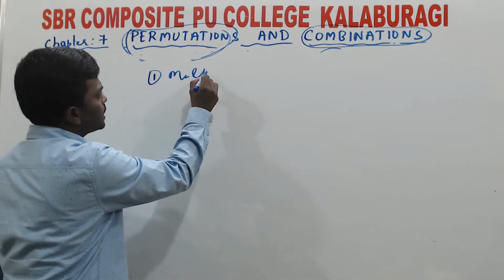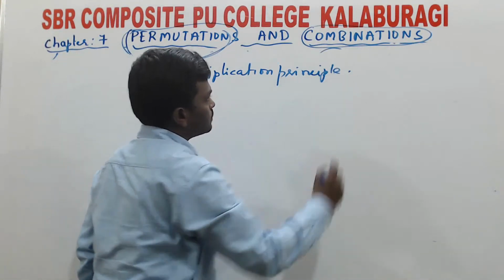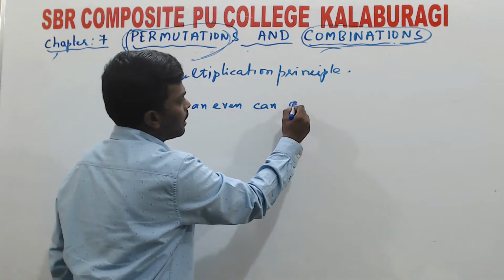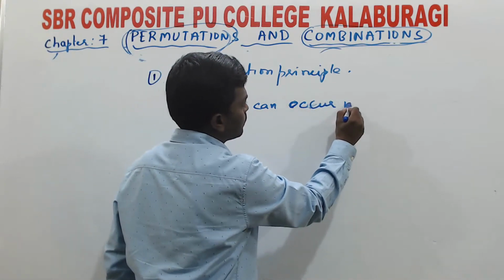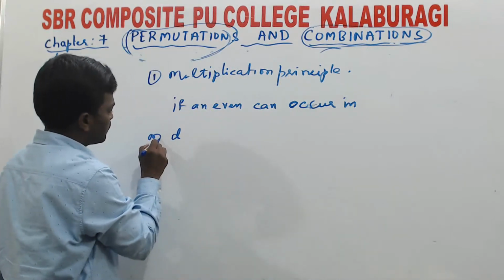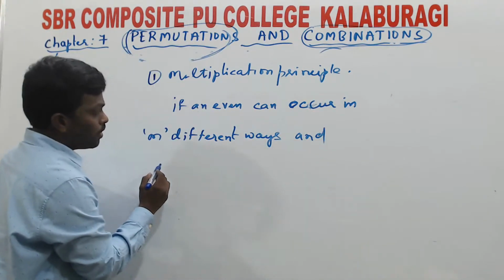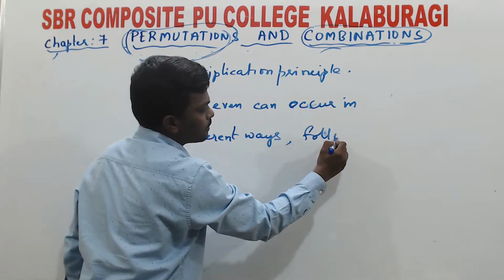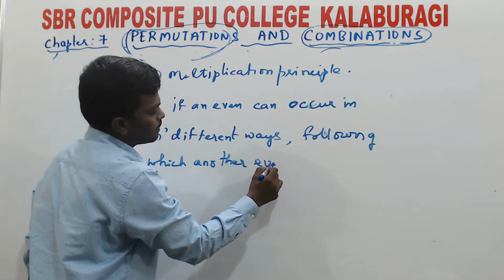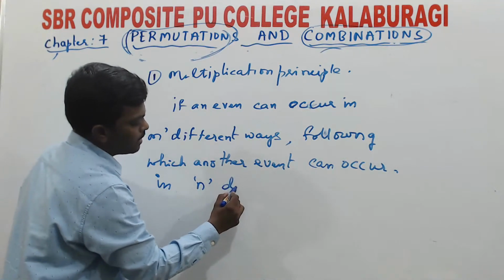Okay, multiplication principle. The definition is: if an event can occur in m different ways, and following which another event can occur in n different ways.